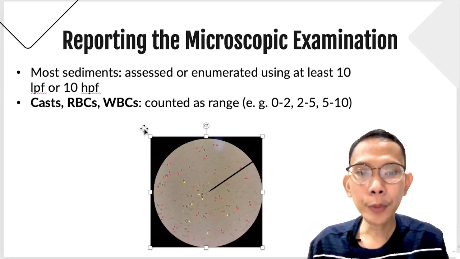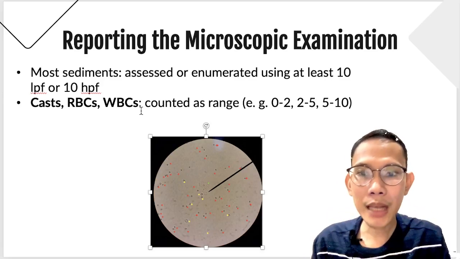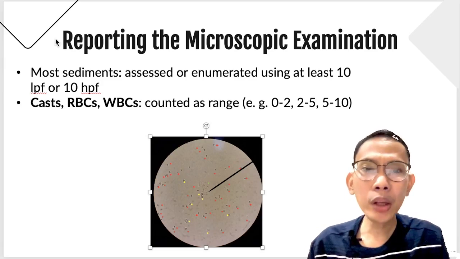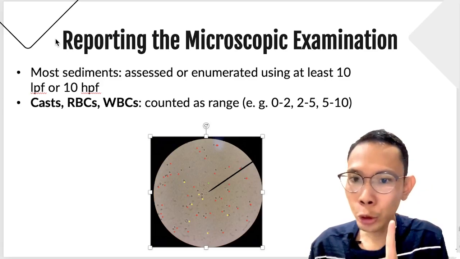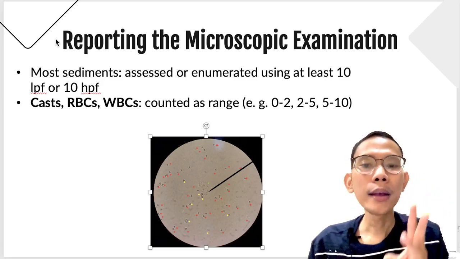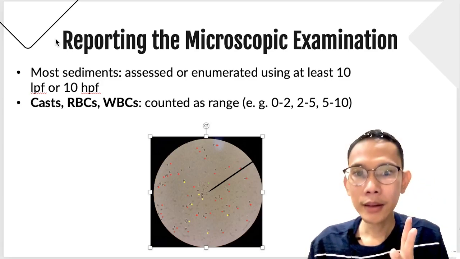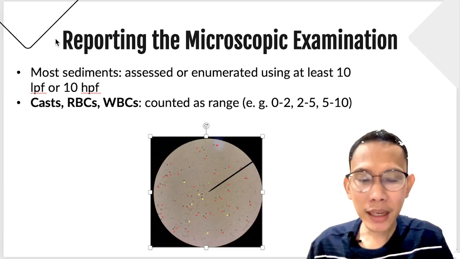WBC? For example, nakabasa ka na ng 10 fields. 10 fields, di ba? Ang pinaka-minimum sa high power field. Ika-count, bawat field, ika-count mo siya. Sa unang field, nakabasa, wala kang nakitang WBC. Sa pangalawang field, wala pa rin. Sa pangatlo, wala. Sa pang-apat, may isa. Sa panglima, may dalawa. Sa remaining fields, may tagdadalawa na.